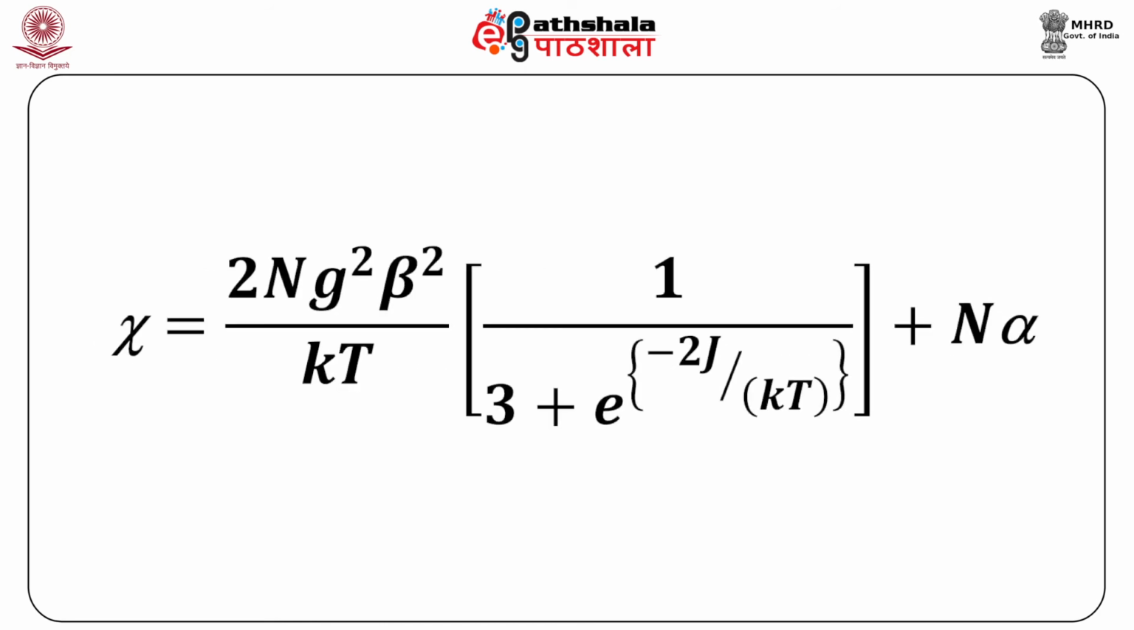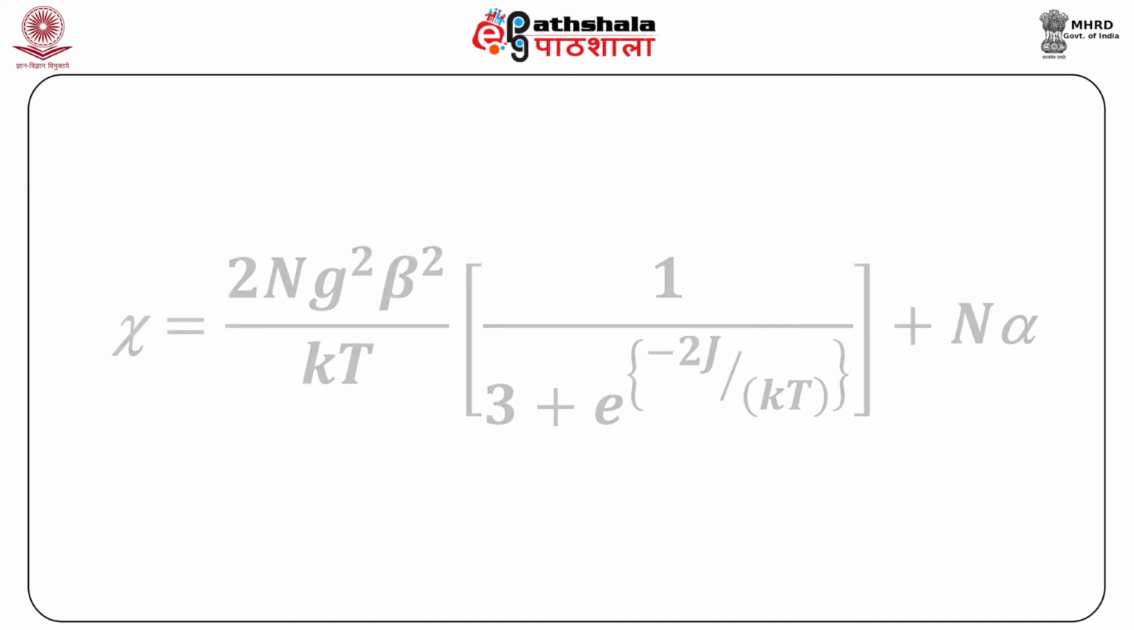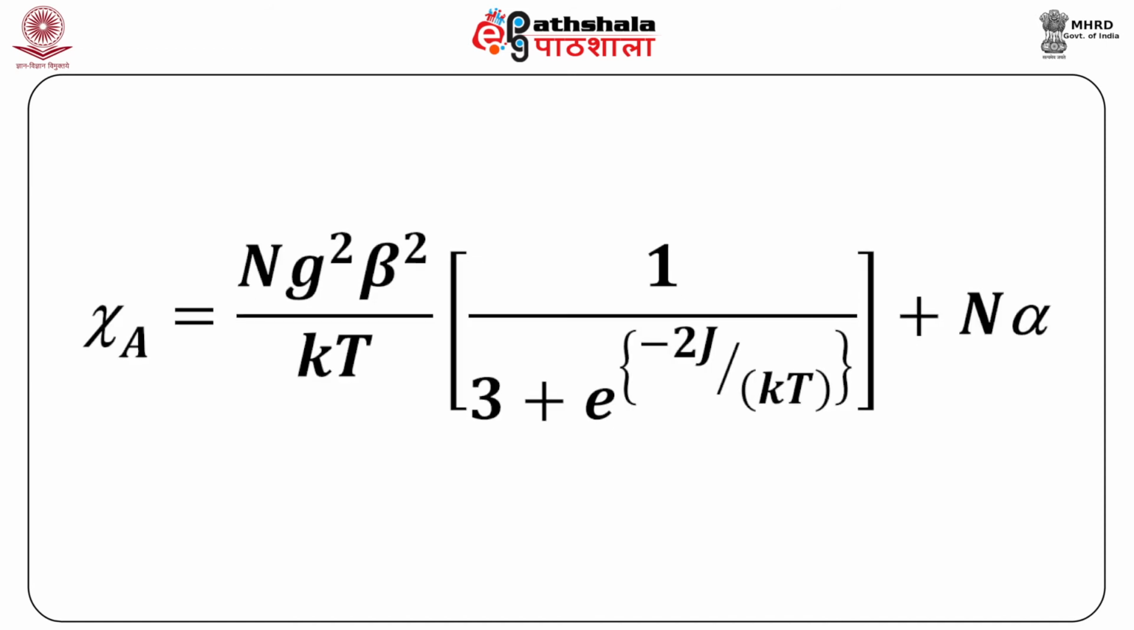Now taking all the possible energy levels and using the temperature independent paramagnetism term Nα, the magnetic susceptibility of a dimer becomes χ = (2Ng²β²/kT) × 1/(3 + exp(−2J/kT)) + Nα. The magnetic susceptibility per gram atom of the interacting ions will be half of the first term plus Nα. Therefore, χA is given by the equation shown on the screen.